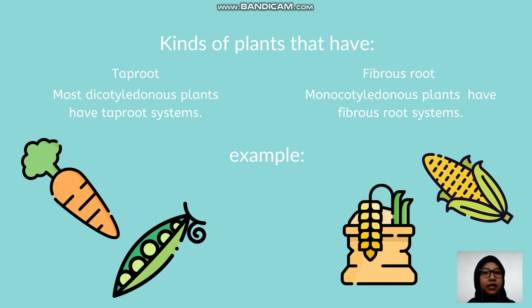What kinds of plants have taproot and fibrous root systems? For taproot, most dicot plants have this taproot system, for example beans and peas, whose seeds have two seed leaves. For fibrous root, most monocot plants have a fibrous root system, for example corn and rice, whose seeds have one seed leaf.